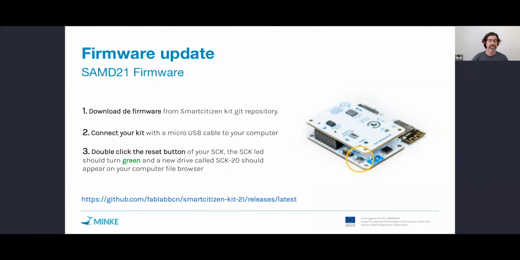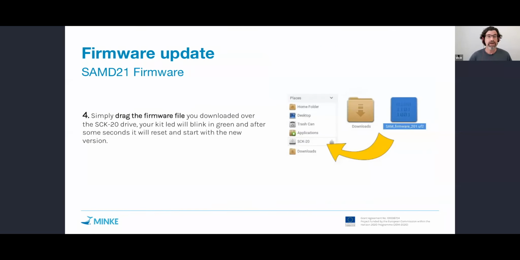Okay. So here on the slide, you can see the link to the GitHub repository where you can download this file. And as you saw before, if you put the device in update mode, you will have a link directly on your computer. As simple as that, the kit has a new version, and you're done with the SAM update.